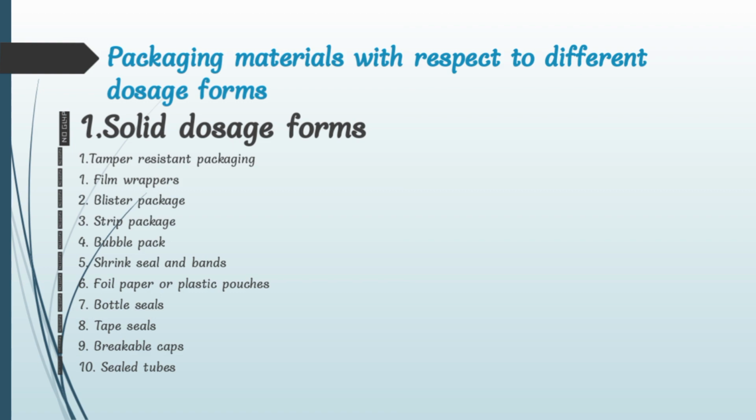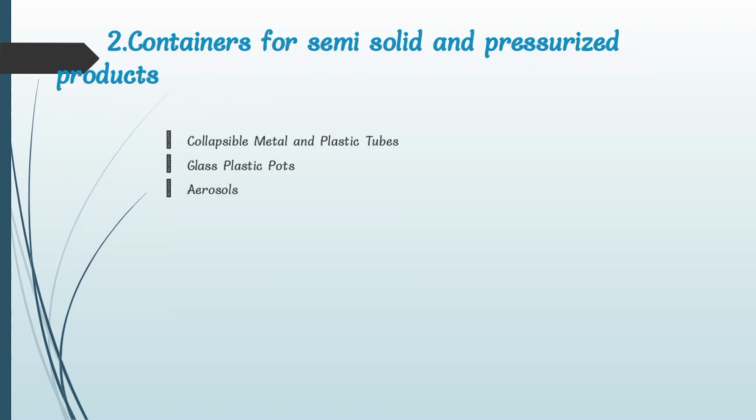Packaging material with respect to the different dosage forms. First is solid dosage form. We will see what solid dosage form requires, what kind of packaging material has to be used. First is tamper resistance packaging: film wrappers, blister packages, strip packages, bubble packs, shrink seals and bands, foil papers or plastic pouches, bottle seals, tape seals, breakable caps and sealed tubes. So these are the solid dosage form requirements for the packaging material.